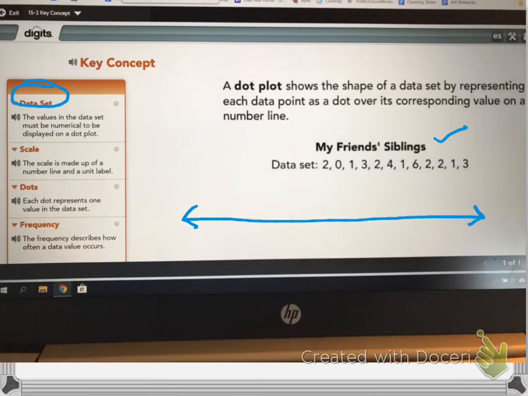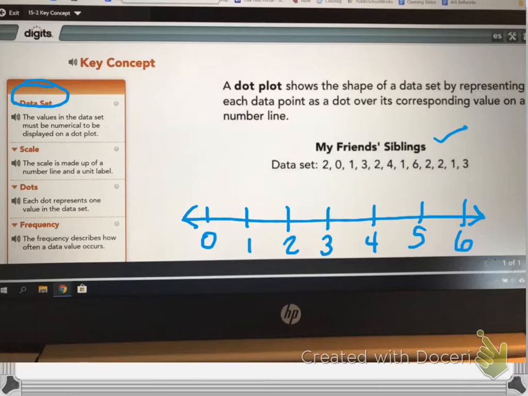We want to create our scale, which is our number line, which I've drawn here, and then we're going to label it. 0, 1, 2, 3, 4, 5, and I think my highest answer was a 6. Okay, so this is our scale. It includes the number line as well as the labels.